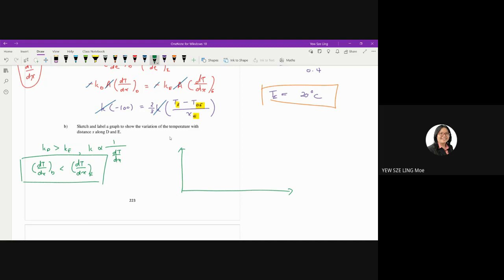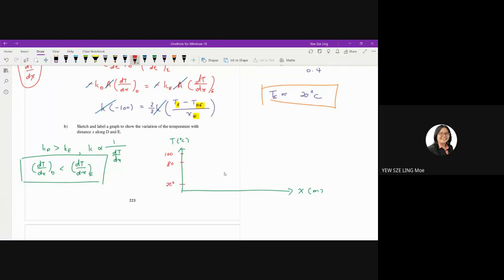Now the question asks you to sketch a graph of T against x. T is right here, in degrees C, and x is here. You can put it in terms of meters or cm, it's up to you. Just make sure you have the right labels. This question is very simple because you are given the values. This is 100 degrees, this is 80 degrees, and the cold end, according to question A2, is 20 degrees. So 20 degrees should be somewhere here.